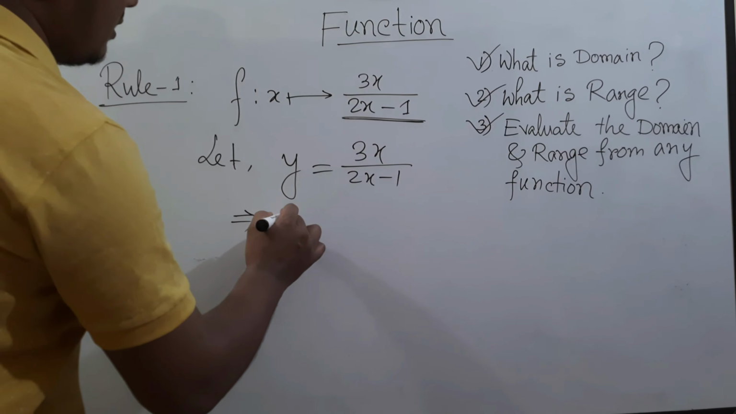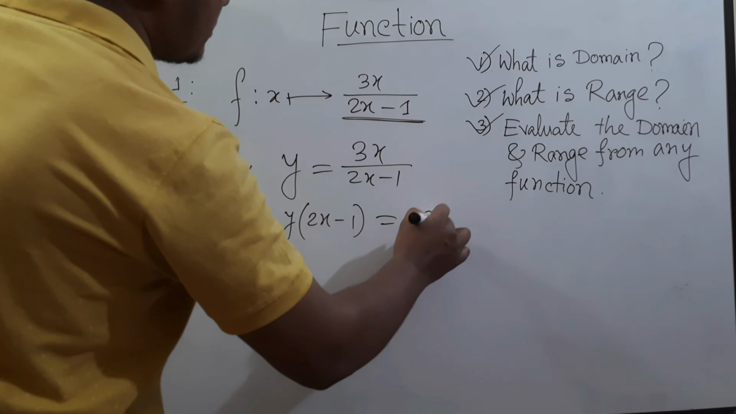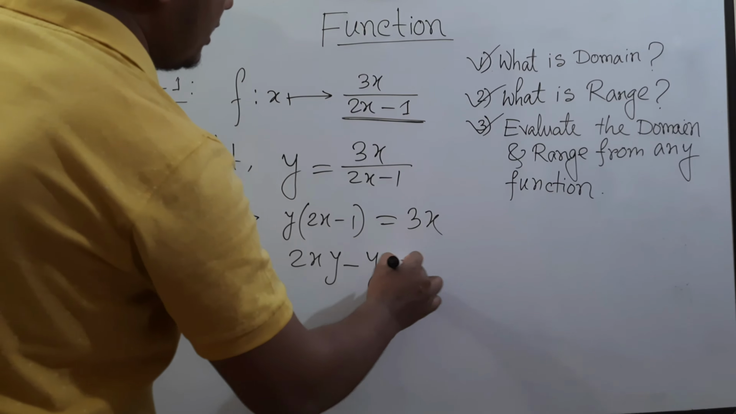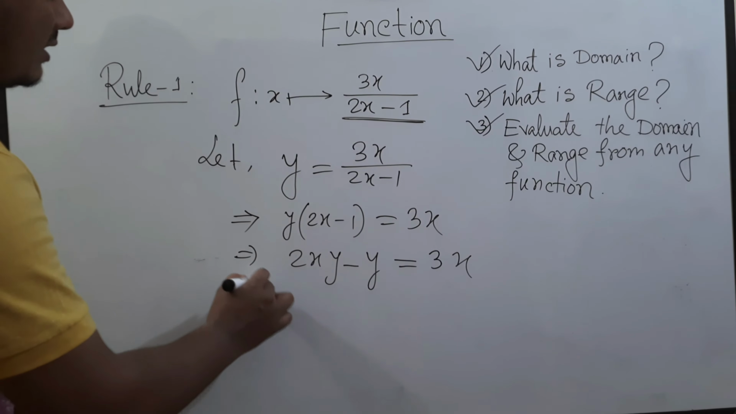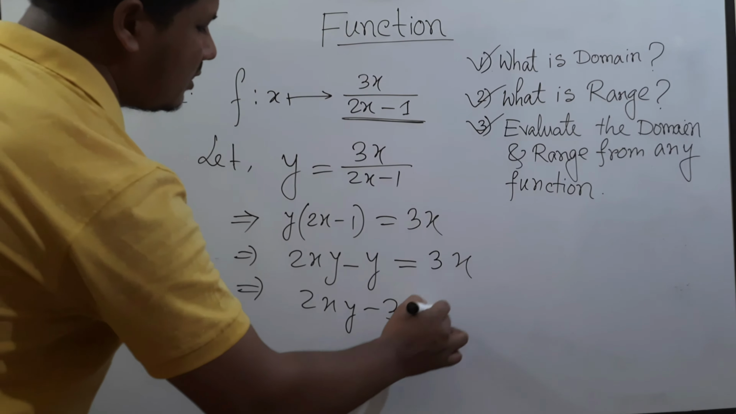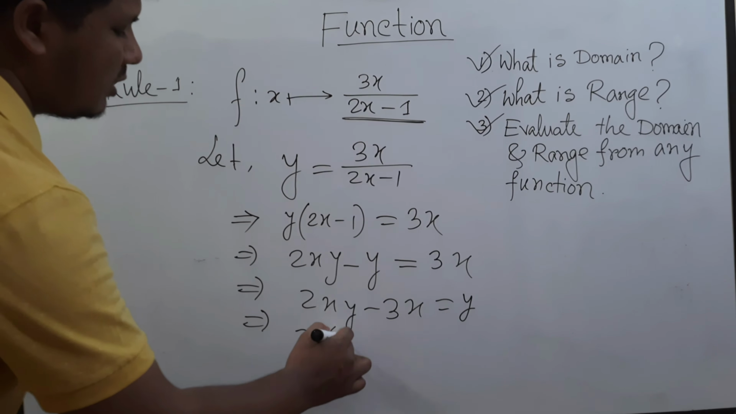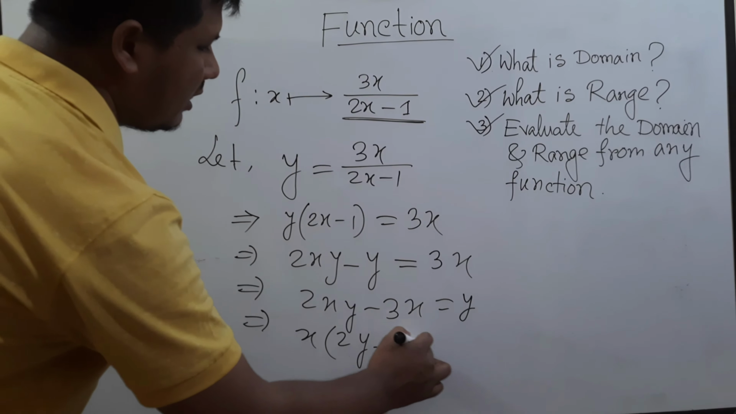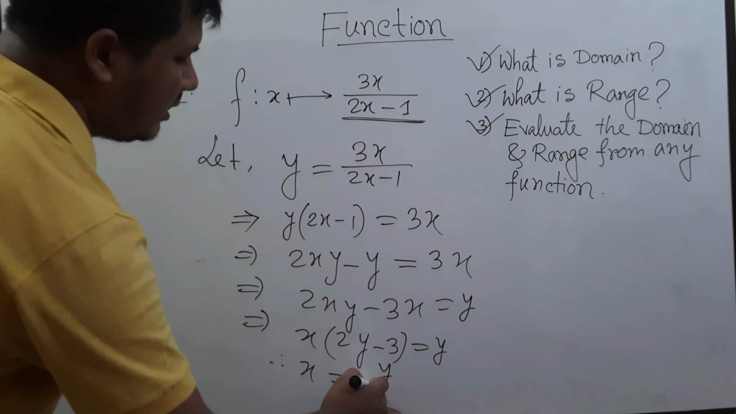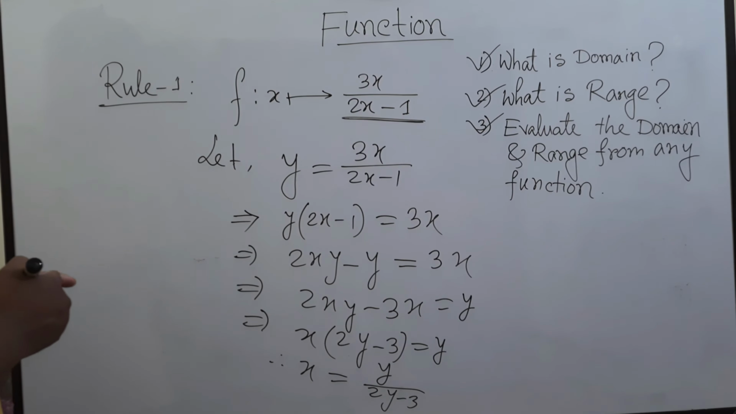If you cross multiply this, then we'll get y into 2x negative 1 equal 3x, or 2xy negative y equal 3x. Okay, we can take the x to the same side. So 2xy negative 3x equal y. We take the common x from both, then x times 2y negative 3 equal y. So x equal y over 2y negative 3.